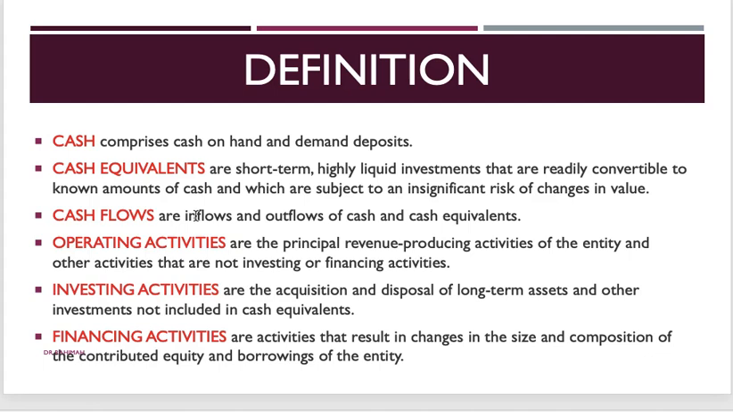These are some of the definitions. I'm sure that you are well versed with them. What is cash? Cash is basically the money in hand or the money that you have in the bank. Cash equivalent is anything that can be converted into cash. It must be short term and highly liquid, that is, anytime that you need cash, you can easily sell or convert it into cash.